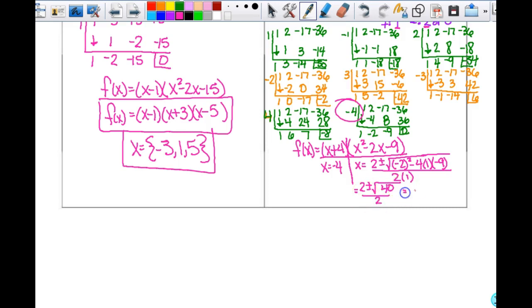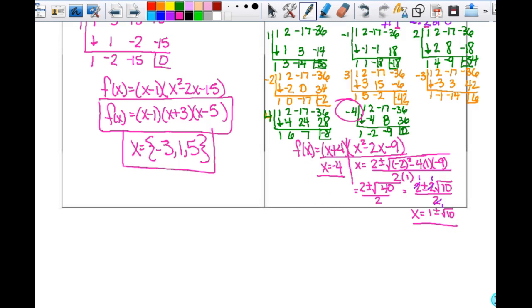Well, 40 is the same as 4 times 10, so I can take the square root of the 4 and bring that out as 2. That leaves me with the square root of 10. 10 is 2 times 5, nothing else gets to come out, all over 2. Then I can cancel each one of these out. They all become 1s. So I get x equals plus 1 plus or minus the square root of 10 over 1, which is just that right there. So here's my x. Here's my other one.